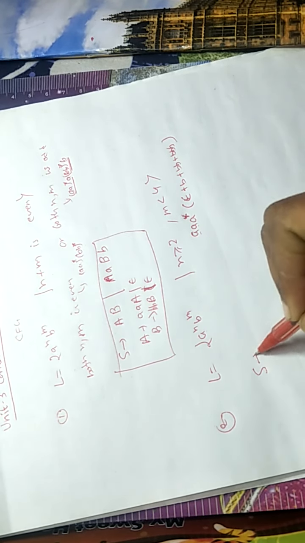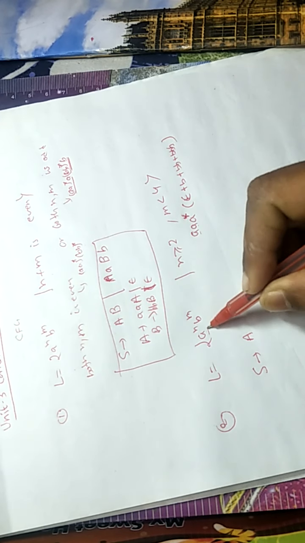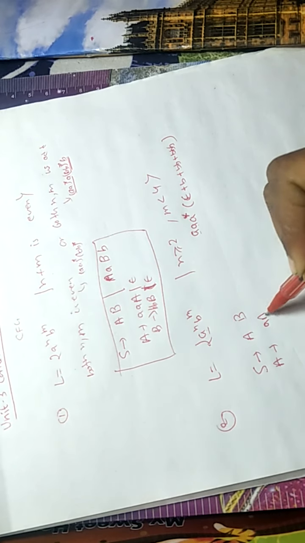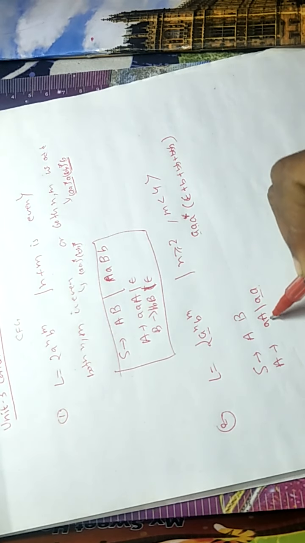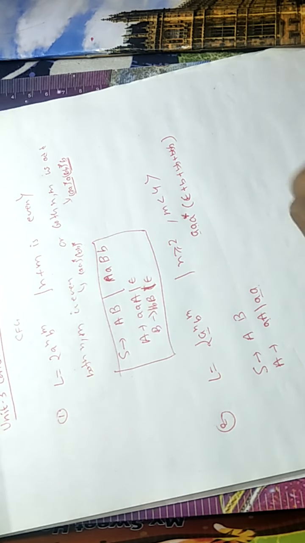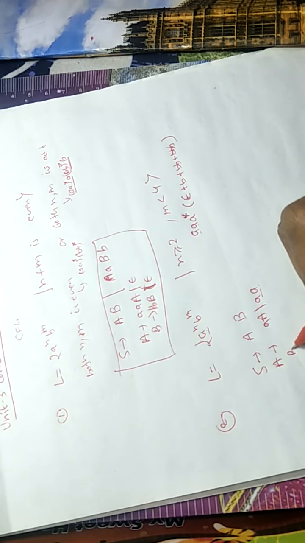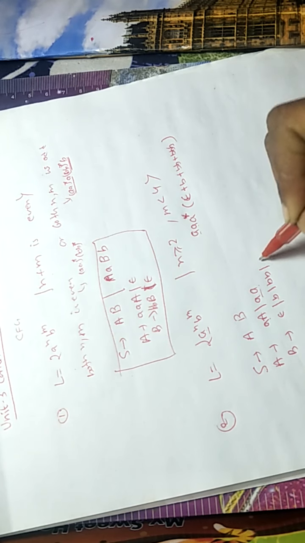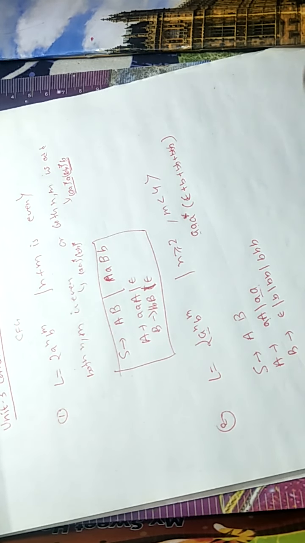Grammar will be S tends to A followed by B, where A can be minimum 2 a's, 3, 4, 5, 6, any number of a's, and B can be either epsilon or B or double B or triple B only.